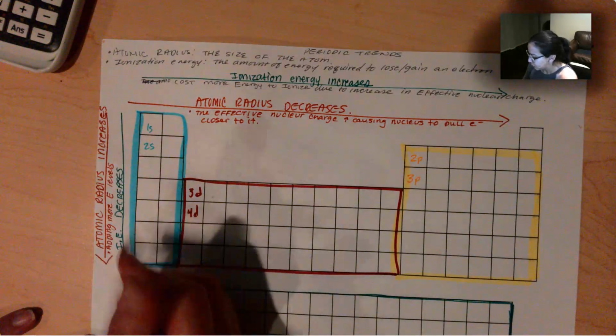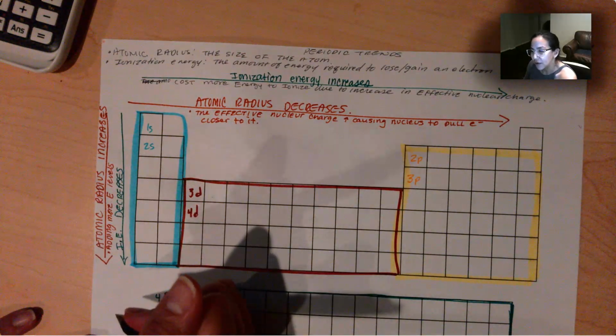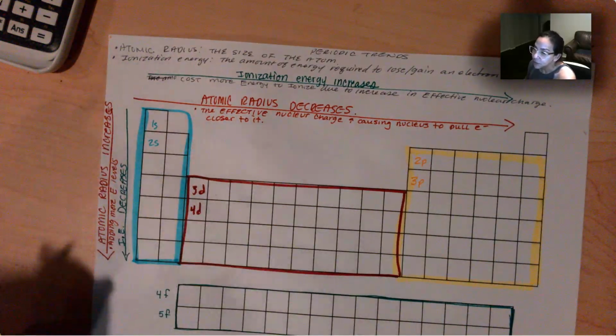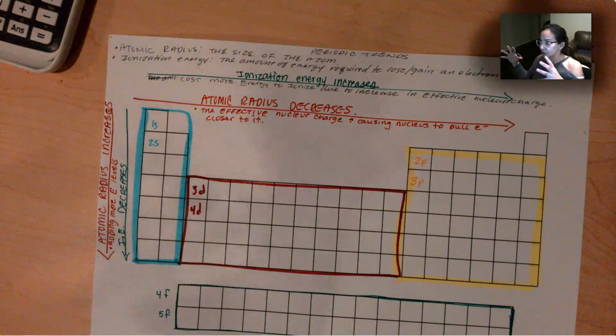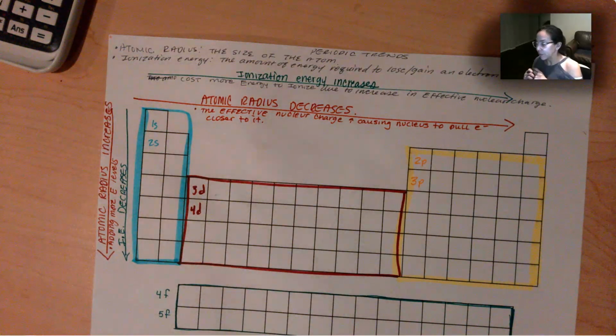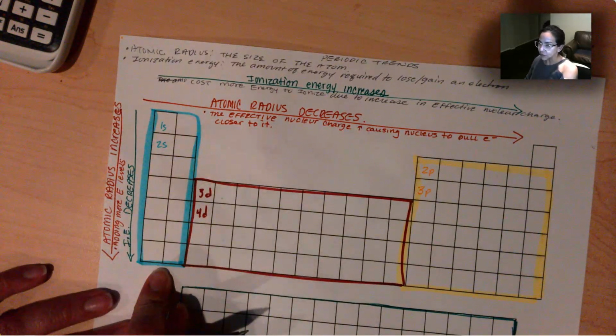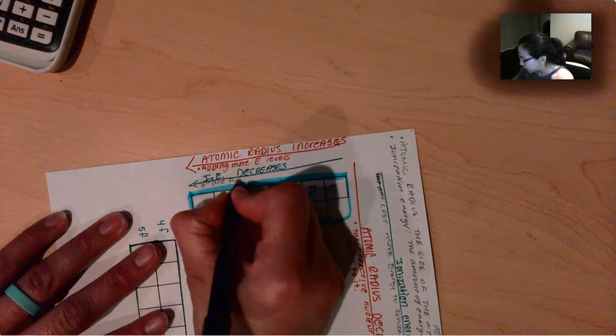All right? But why does it decrease going down? Well, the reason it decreases going down is because the atom is getting bigger. So those outer electrons, because those are the electrons we're talking about, by the way, are further away from the nucleus, so they're not as strongly held. The further you go down, the further the electron is from the nucleus. So it decreases because electrons are further from the nucleus.